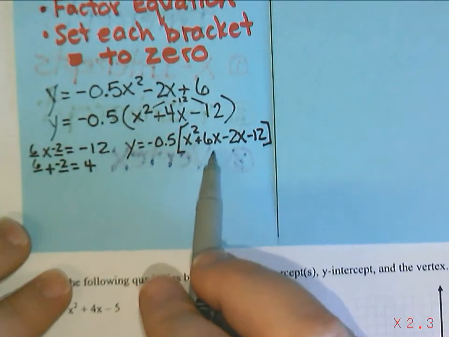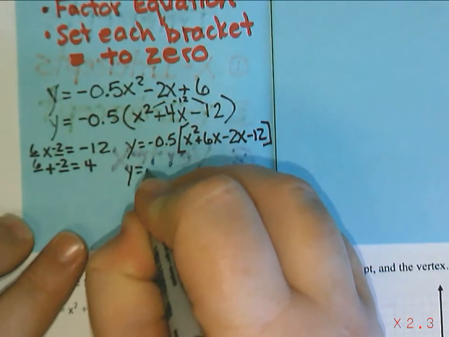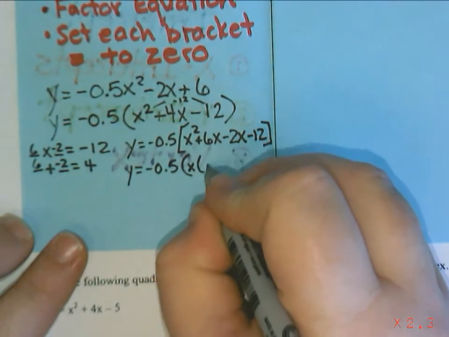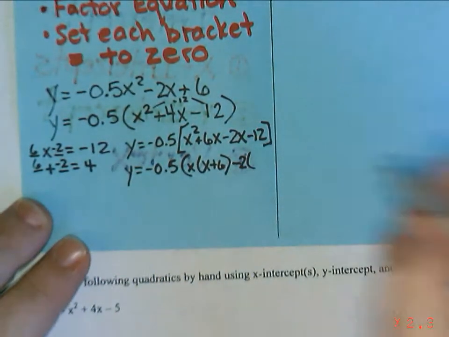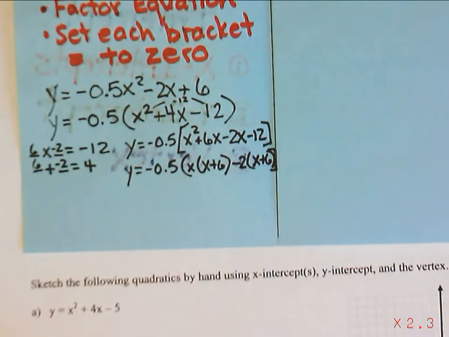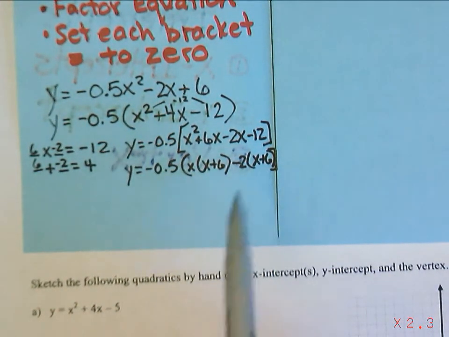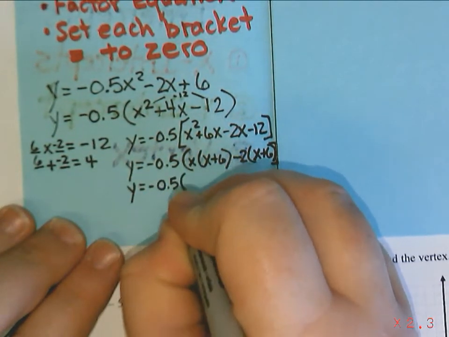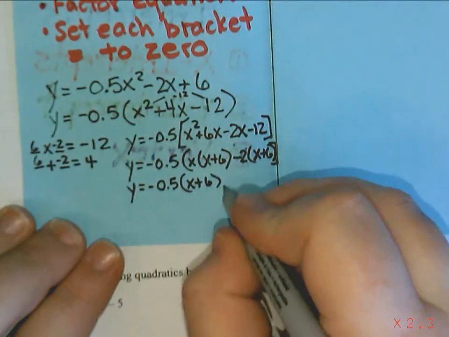Out of the first pair, they have an x in common. The second pair has a negative 2 in common. So that's going to be x times x plus 6 from the first one. And I take a negative 2 out, and I'm left with an x plus 6. All right, still ignoring that negative 0.5, I see they both have an x plus 6. So this is going to factor down to negative 0.5, x plus 6, and then left behind would be my x minus 2.